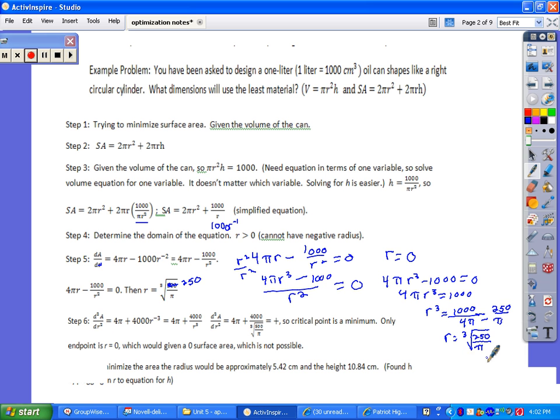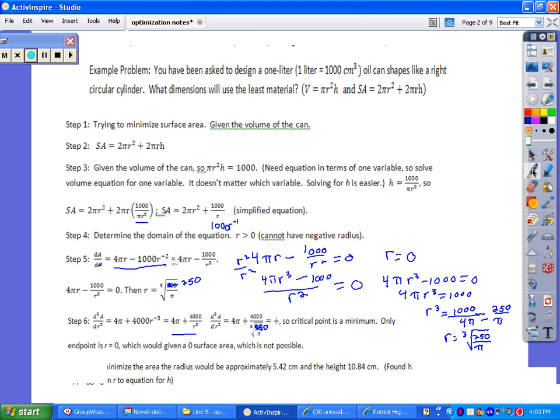So we're going to plug this number, and in order to make sure it's exact, you either need to plug this in or store it into your calculator, but we're going to plug it into the second derivative. So we have to take the derivative of this, and if we take the derivative of that, we get 4 pi plus 4,000 r to the negative third. This is the simplified version here. And then we'll plug in 250 over pi. And again, all we care about is if it's positive or negative. So I'm going to have a positive plus a positive. It's a positive. So this critical point is the minimum.